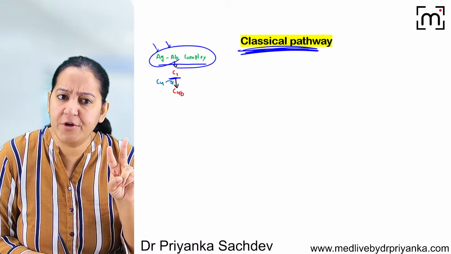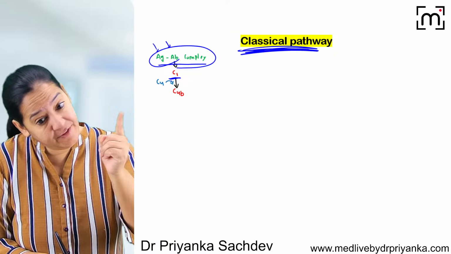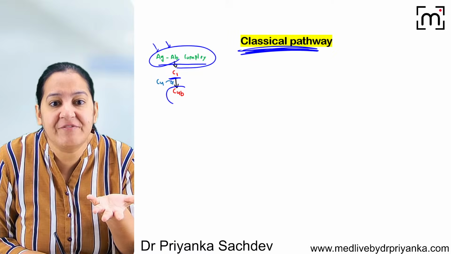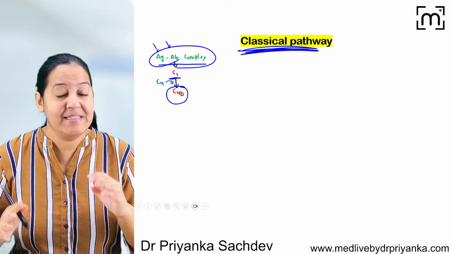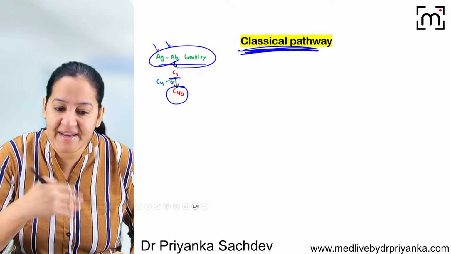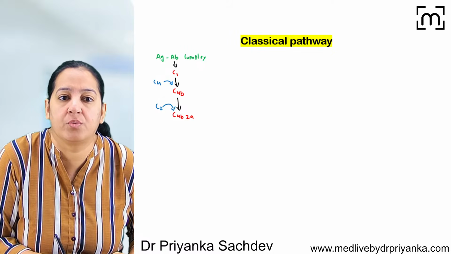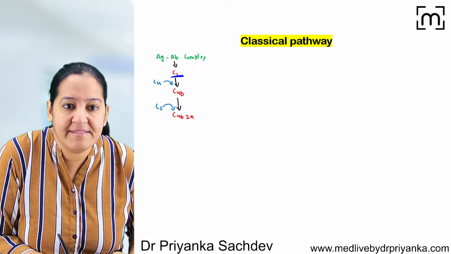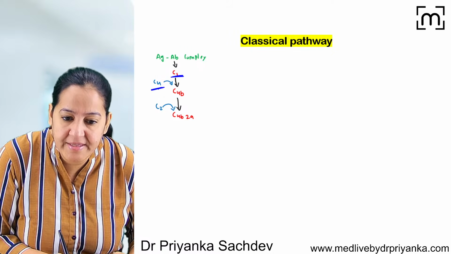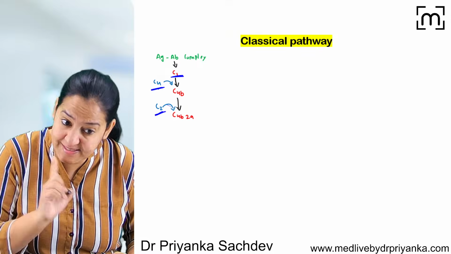Now C4 will split into two parts, C4a and C4b. I am interested in C4b, not C4a. C4b will continue the cascade. C4b will activate the next, which is C2. So first was C1, then C4, then C2.